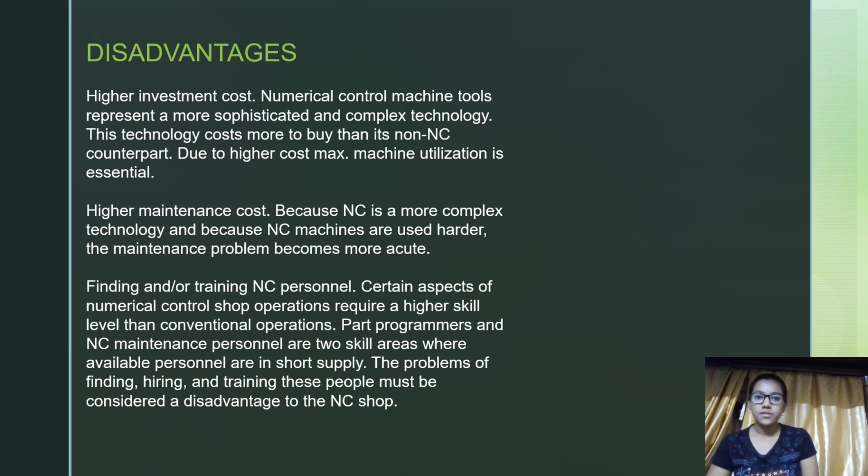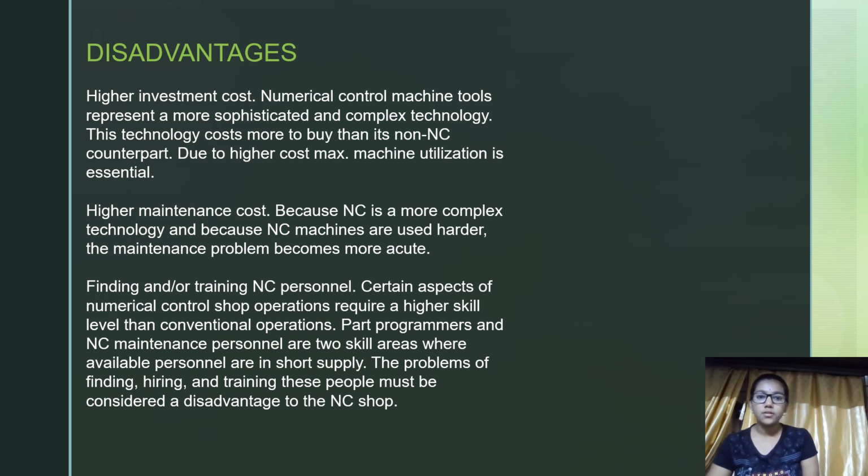Disadvantages. Higher investment cost. Numerical control machine tools represent a more sophisticated and complex technology. This technology costs more to buy than its non-NC counterpart. Due to the higher cost, high machine utilization is essential.